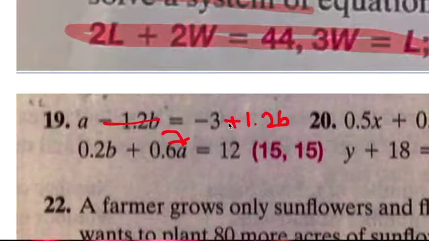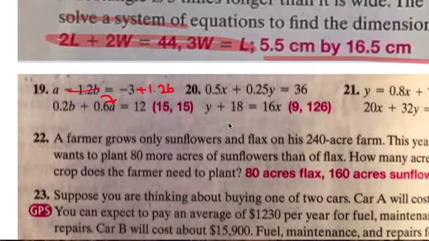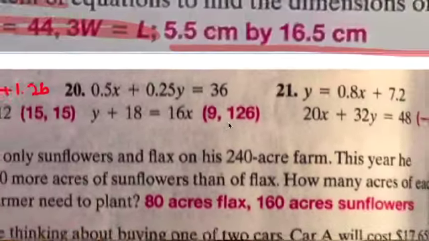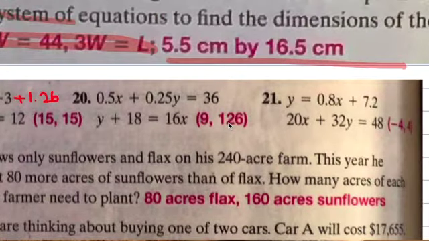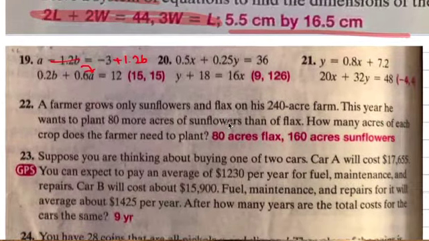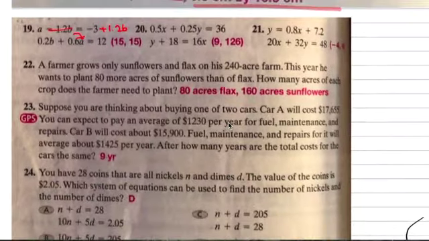And then solve it by getting rid of the A and solve for B, then substitute it in for A. If you have any question, ask me in class. Okay, that's 19 and 21. Okay, 22, let's do 22 here.